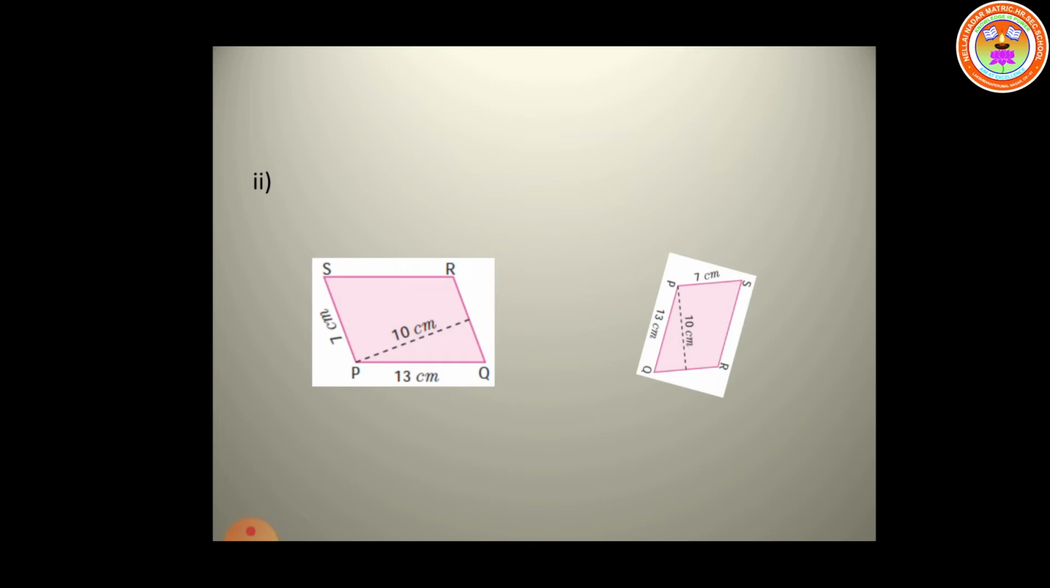For that, we must know the length of RQ. Since opposite sides are equal, therefore, PS 7 centimeter gives QR also 7 centimeter. So, base is 7 centimeter. Height is 10 centimeter. Adjacent side is 13 centimeter. Now, move on to the answer.